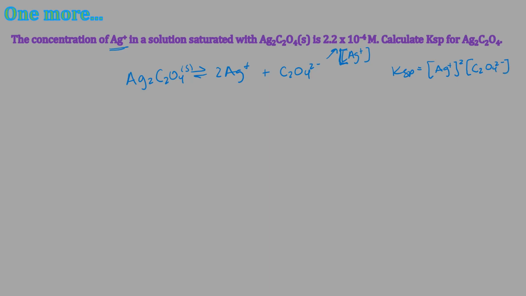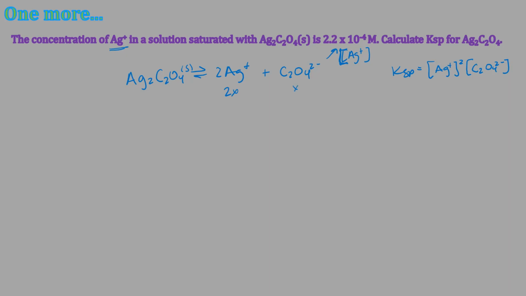It's very similar to the last one, but it's a little bit different. So we've got the silver concentration in a saturated solution is 2.2 times 10 to the negative 4. So this is the silver concentration, and we want to know what Ksp is. So I'm going to write my reaction. So 2 silvers for every oxalate. This is a solid, and my Ksp will be equal to the concentration of silver ions squared times the concentration of oxalate. All right, and so this is going to be 2x here, and this would be x, right? That's what we would end up getting.